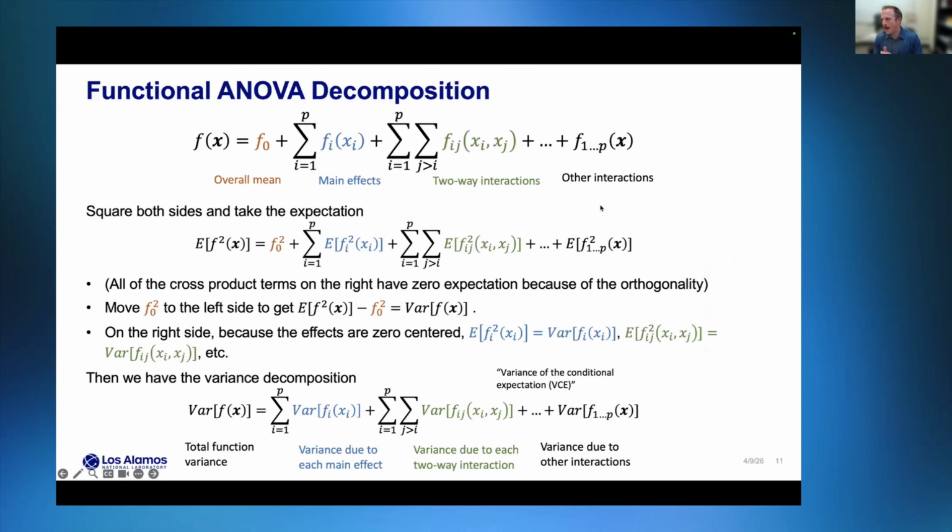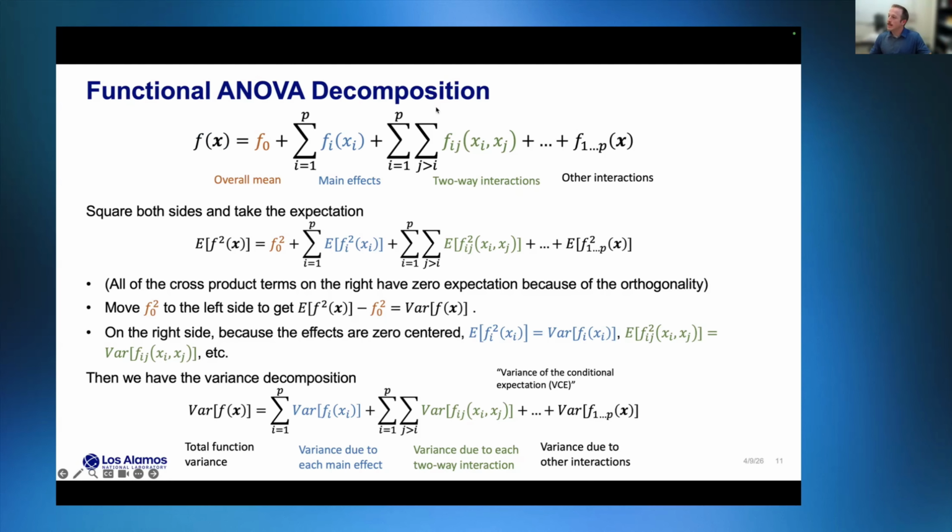Okay, so here's where the magic happens. If you take this functional ANOVA decomposition with these effects that I just made in the last couple slides, in the way that we made them, the conditional expectations, now I'm going to turn this into a variance decomposition. I'm going to square both sides. If I square the right side, and the left side, it's f squared of x. The right side, this huge sum, there's a crazy number of terms that are going to expand out when I square that whole thing.